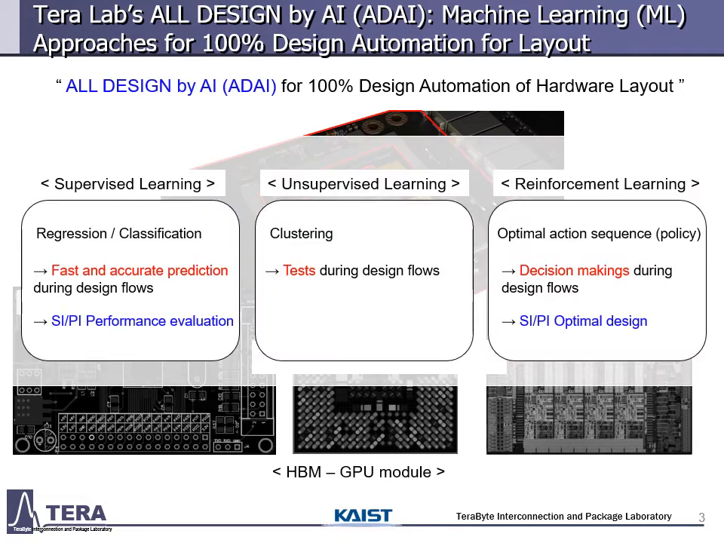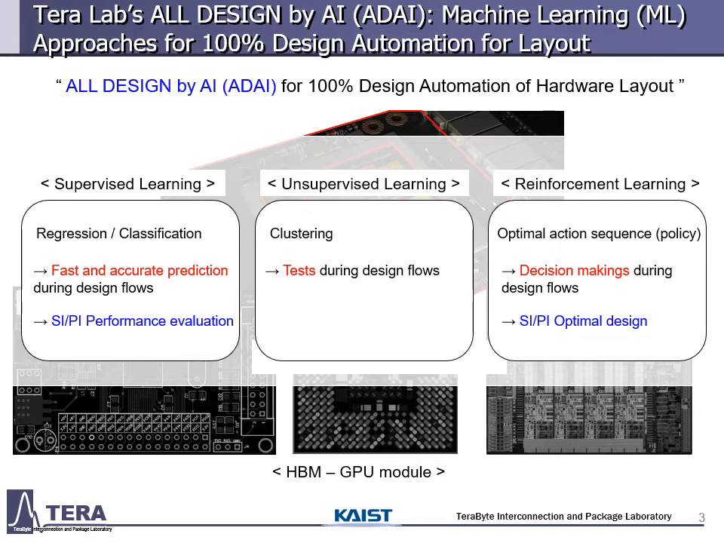These approaches can be classified by the type of machine learning. First, in the case of supervised learning, we can use it for fast and accurate prediction during design flows. Especially in our fields, it can be used for SIPI performance evaluation.